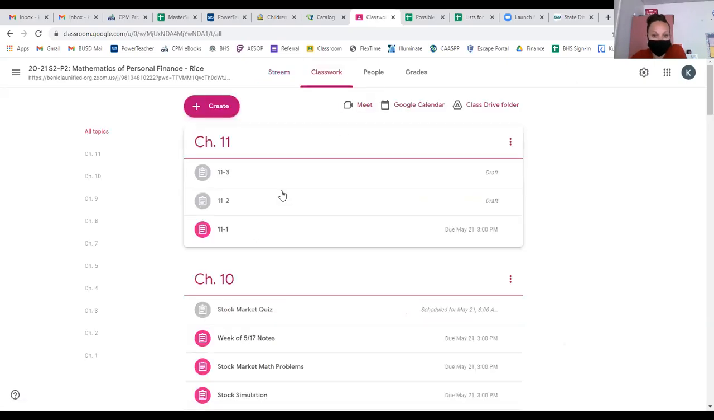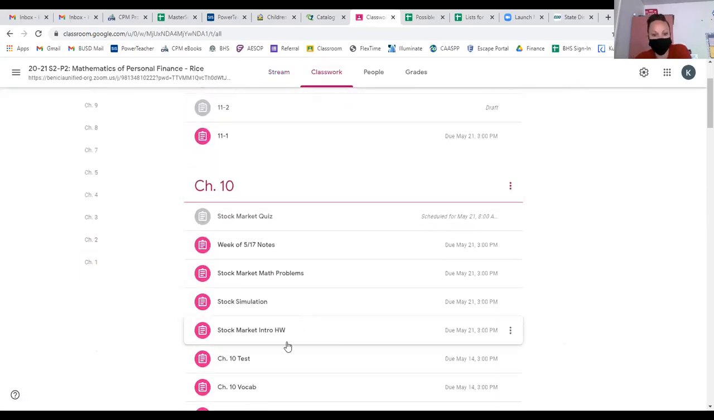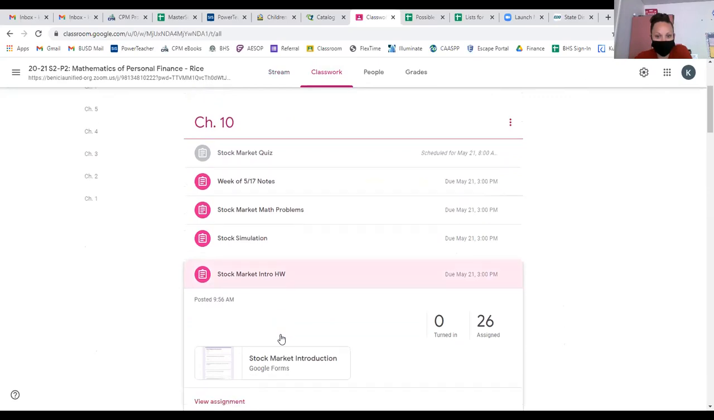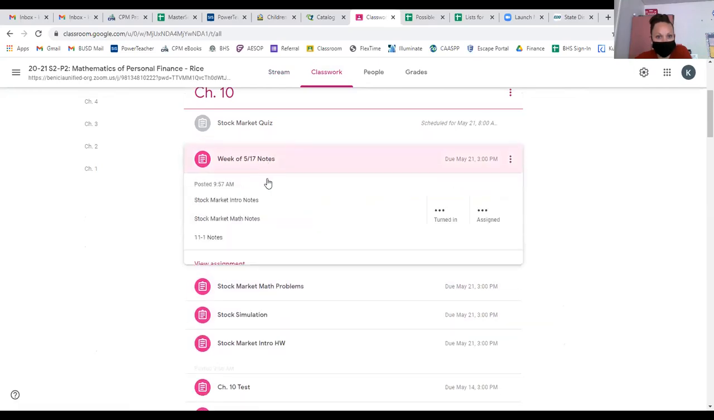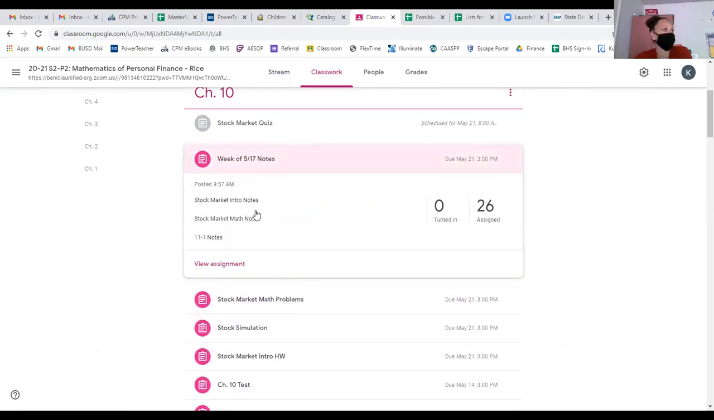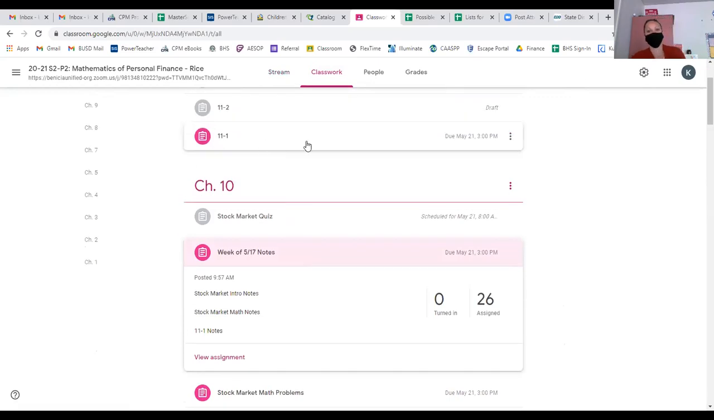So going to your assignments for the week. Tonight is a Google form. This is tomorrow, Wednesday. This is for the week, kind of all of your notes. So you should be taking notes today. You will also take notes on Wednesday and on Thursday, and those will go in one, and then chapter 11, section 1 also. All of that is due Friday by 3 p.m., as well as your quiz.